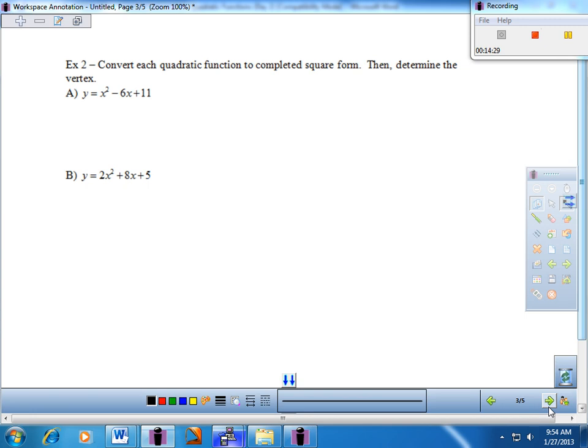So let's see if we can go through it together. So example 2: Convert each quadratic function to completed square form, then determine the vertex. All right, so let's see what we have going on here. There's your standard form, and I'm going to go ahead and convert this on over.